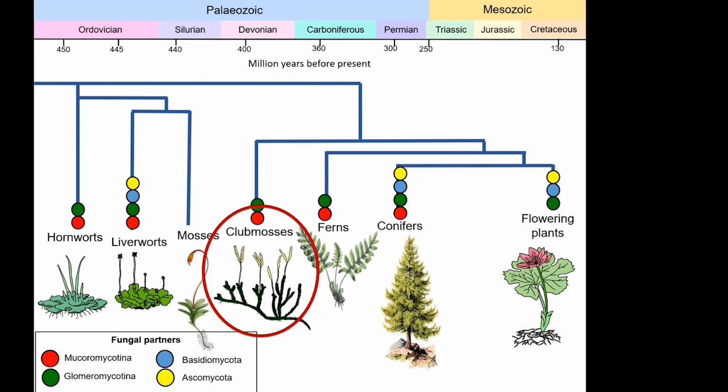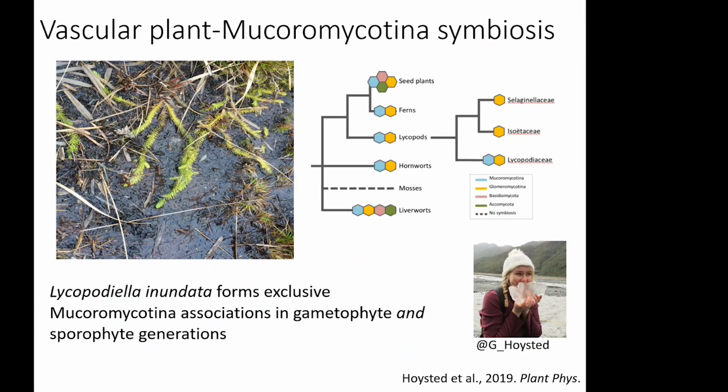And so luckily for us, we were able to identify a type of club moss that forms exclusive associations with Mucoromycotina fungi. And this is it. So this is Grace Hoysted's work, who is just about to take up a lectureship at University College Dublin now. But she did this work while we were back in Leeds. And yeah, so we found this club moss, which is called Lycopodiella inundata, and it forms exclusive Mucoromycotina associations in both the gametophyte and the sporophyte generations of its life cycle.